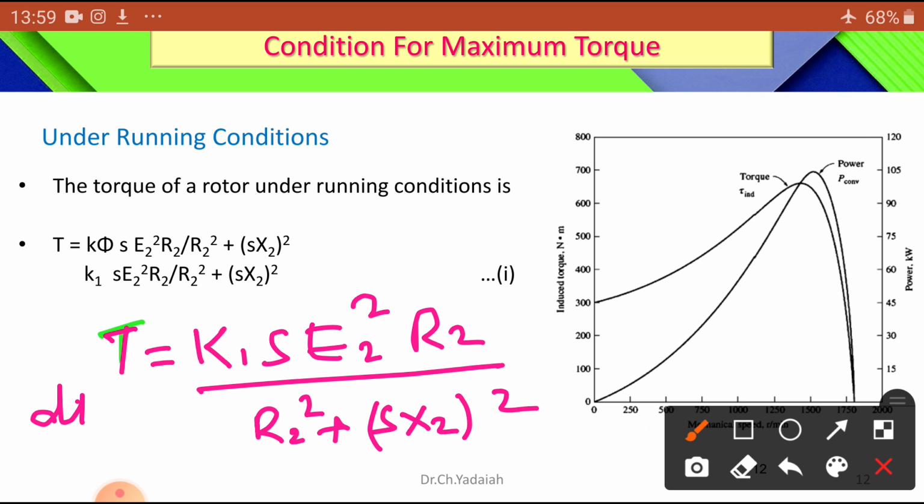So dT by dS, I am differentiating this equation with respect to slip, and after that we equate it with 0. Then I am going to get the maximum torque. To get the maximum or minimum, I need to differentiate this equation with respect to some variable and equate it to 0. So in this case I am going to do the same thing.